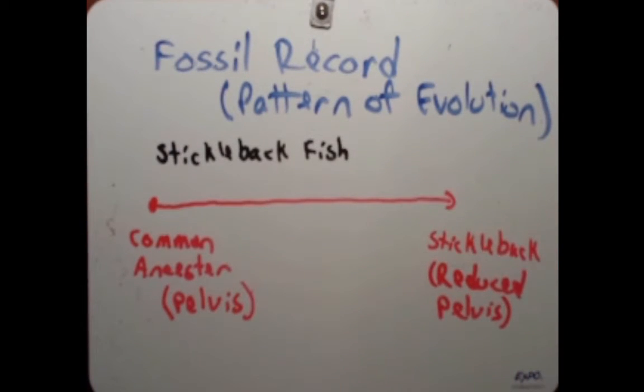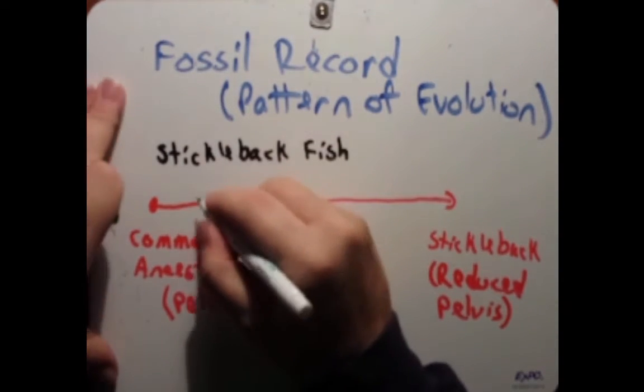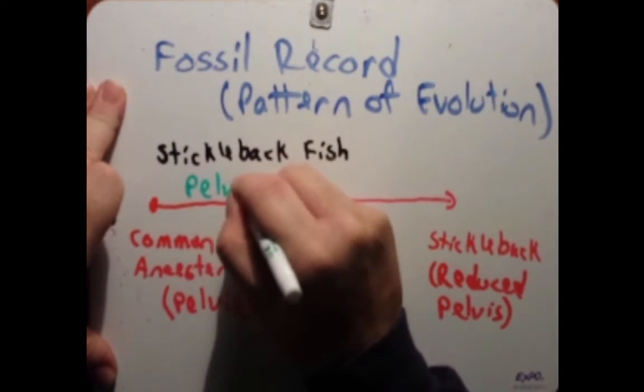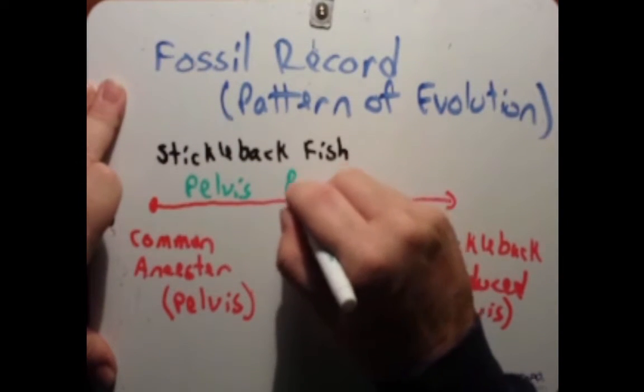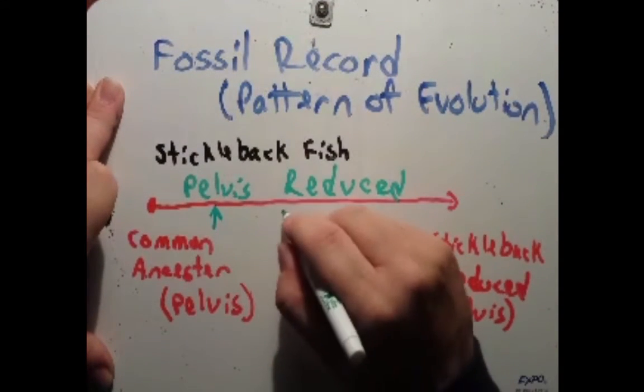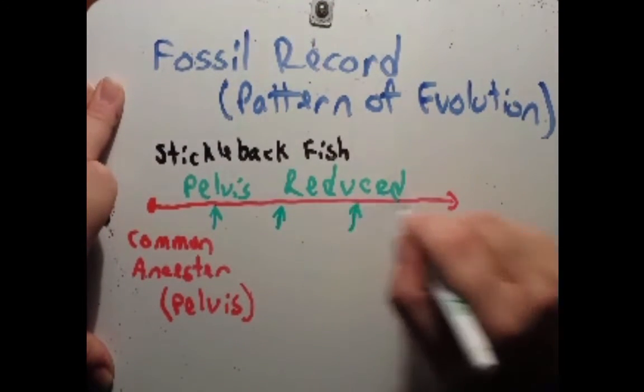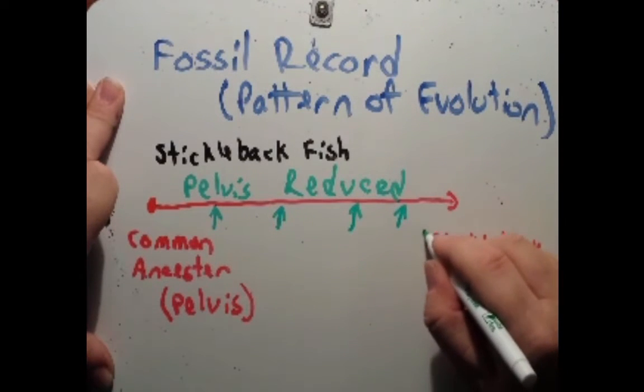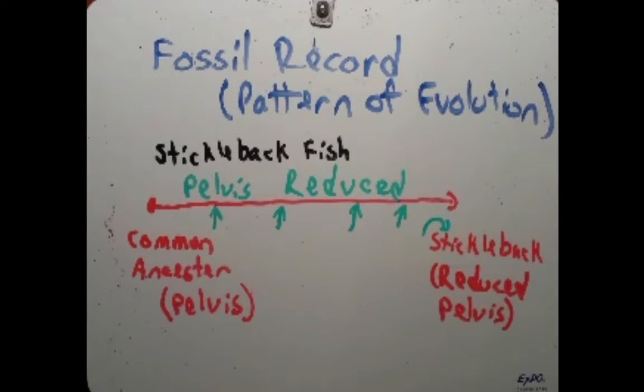And it's certainly a non-functioning pelvis. And we can compare the fossil record over time, and what we discover is that the pelvis is slowly being reduced. If we look at the pelvis here in this fossil, compare it with this one, to this one, to this one, to our present day stickleback fish, we can see that the pelvis has slowly reduced in size because its function is no longer needed. So it's gotten smaller and smaller and smaller.